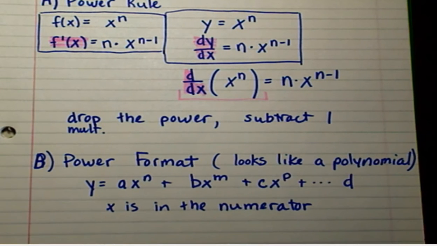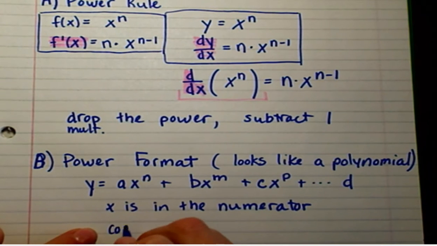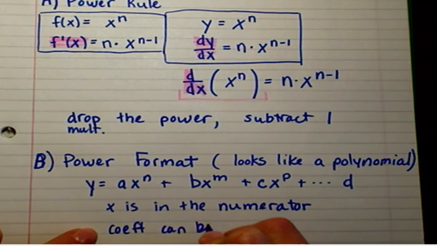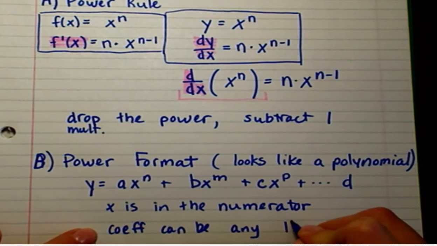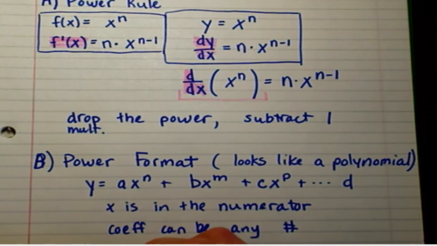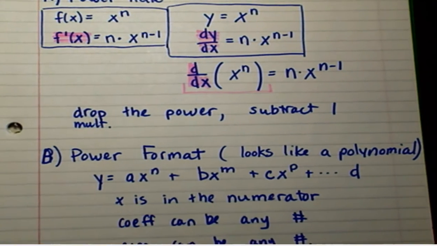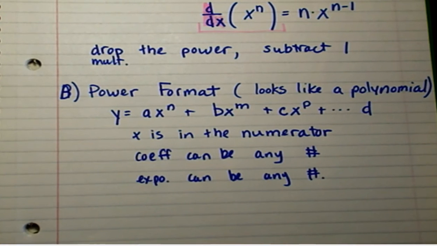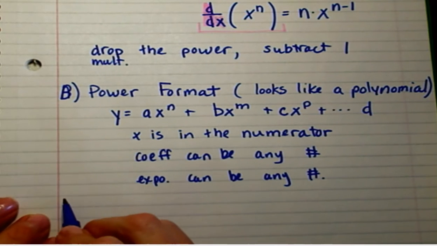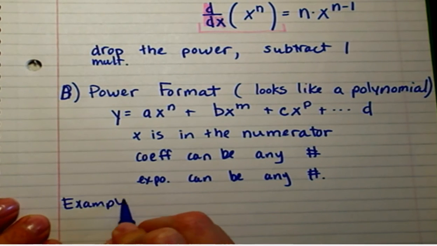Exponents can be any number. I just said looks like a polynomial, okay? But coefficients can be any number. Exponents can be any number. Because so far we've only looked at problems that have positive integer exponents. Today, we're going to expand that to negative exponents, radicals, fraction exponents, and we're going to do the power rule with each of them. Okay, so let's just do one example with this polynomial.